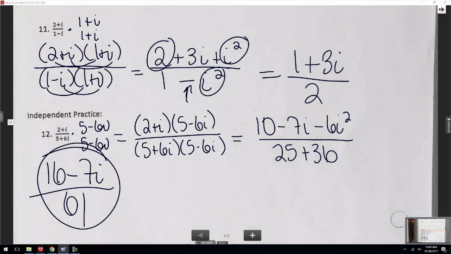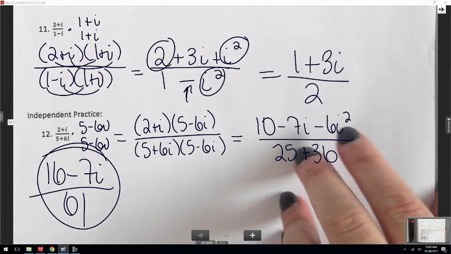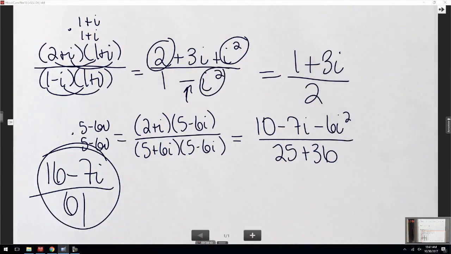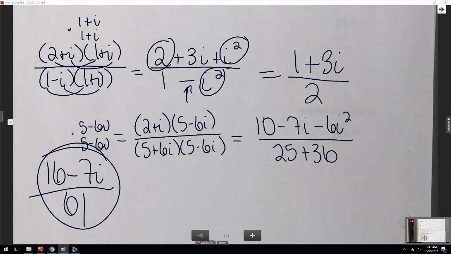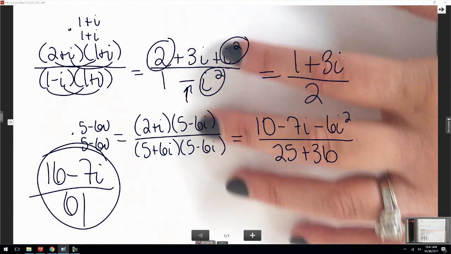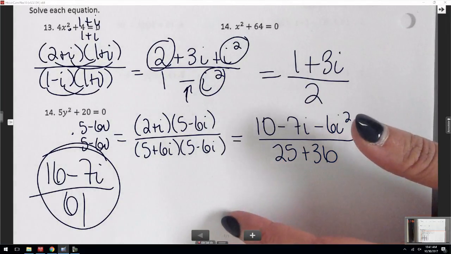Alright, here's what we're going to do. Let's see. Is that everything? Yep. Okay, go to the back. Alright, here we go. Let's look at 13, 14, and 15. Let's get these done, okay?